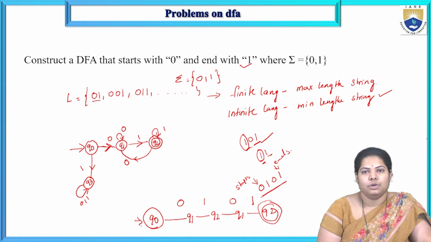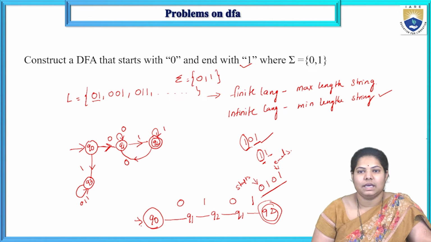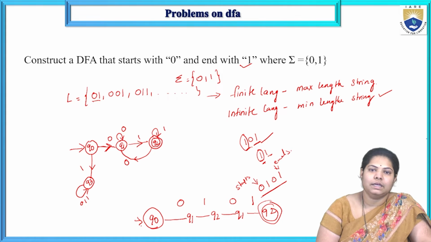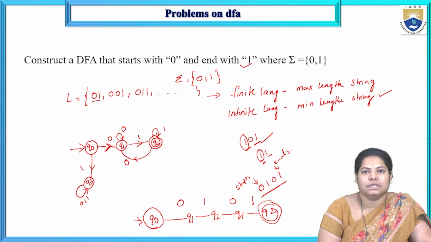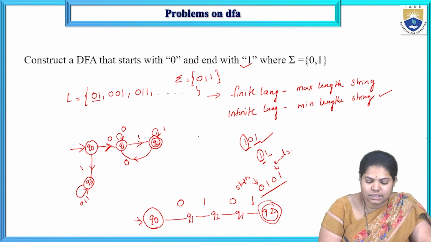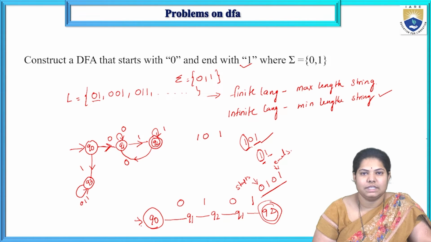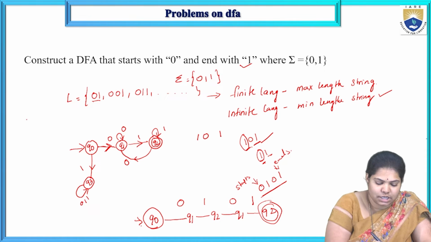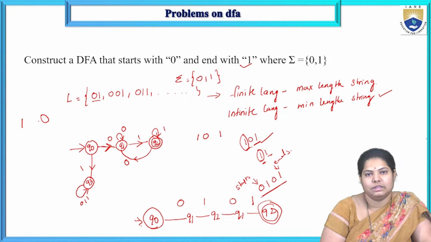In order to check whether a particular DFA is correct or wrong, we have to check by taking a correct string or a wrong string. A wrong string is a string which is not present in the language. If I take the string 101, it is present in the language, whereas the string 10 is not present in the language.